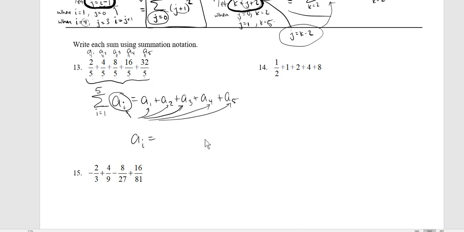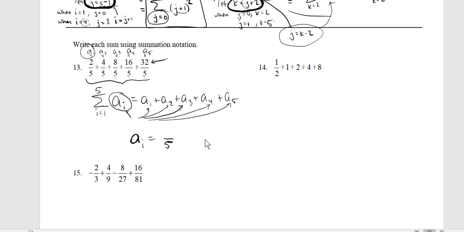So let's start trying to craft this thing. Let's try to figure out if we can figure this formula out. Let's see what we can do. Notice every one of these terms is divided by 5. So that's easy. I can say every one of them has a division by 5. But what's going on in the numerators there?